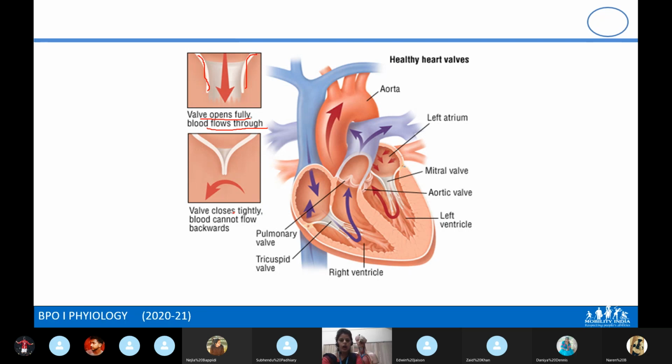Then the valve closes, and blood cannot flow backward. No bidirectional flow of blood, it's only unidirectional. Okay. So the inferior vena cava comes here, the superior vena cava comes here. Both pass.